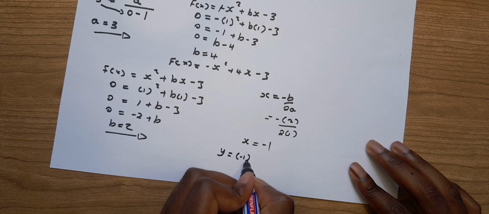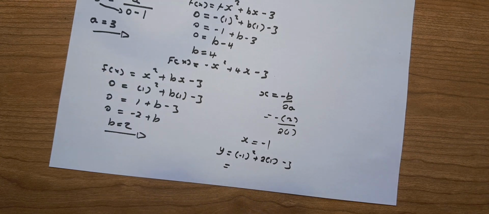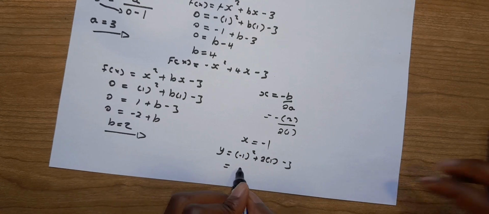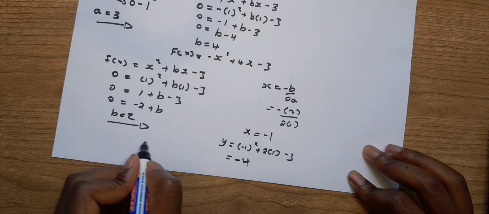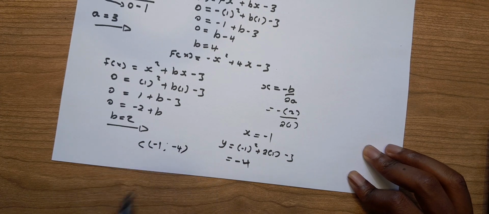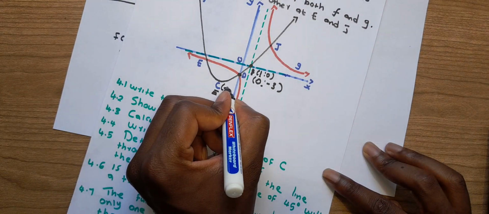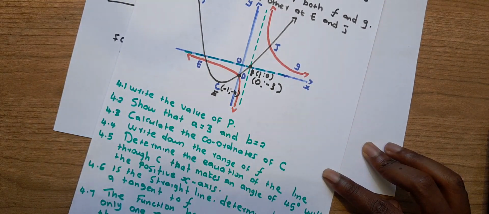That is negative 1 squared plus 2 times negative 1 minus 3. So what are we going to get? We're going to get negative 1 squared plus 2 times... no, this is negative 1 here. Okay, I get minus 4, right? So they say the coordinates. So the coordinates of C is negative 1 and minus 4.